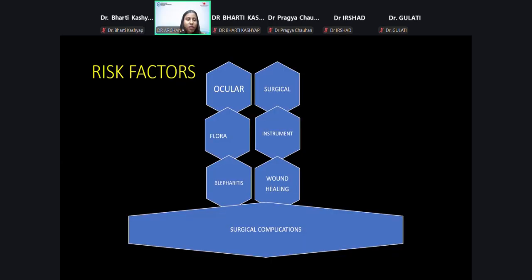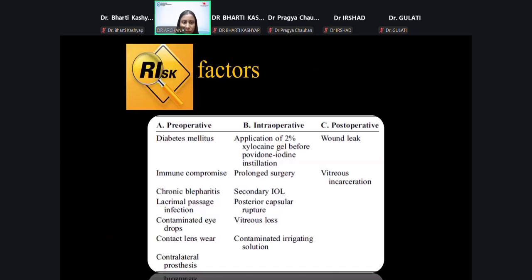So what are the risk factors? Risk factors of post-op endophthalmitis can be either ocular or surgical. Ocular is because of ocular flora. That may be just because there was a blocked nasolacrimal duct, because of which the organisms, or the normal flora of the eye, had access into the wound, or blepharitis. And surgical is instruments not properly sterilized, or proper wound construction not there, which leads to poor wound healing, and surgical complications obviously increase the chances of post-op endophthalmitis.